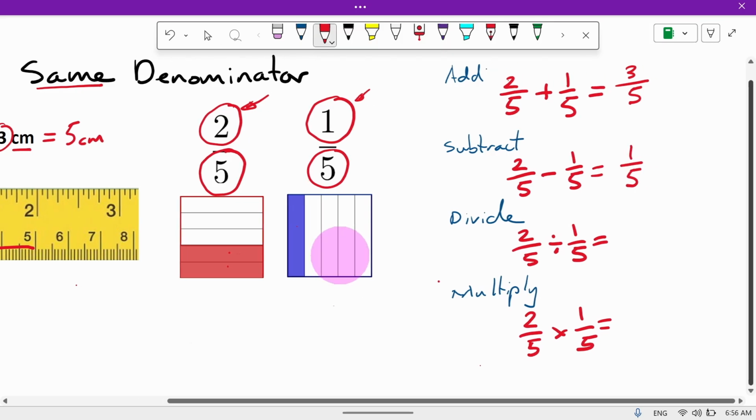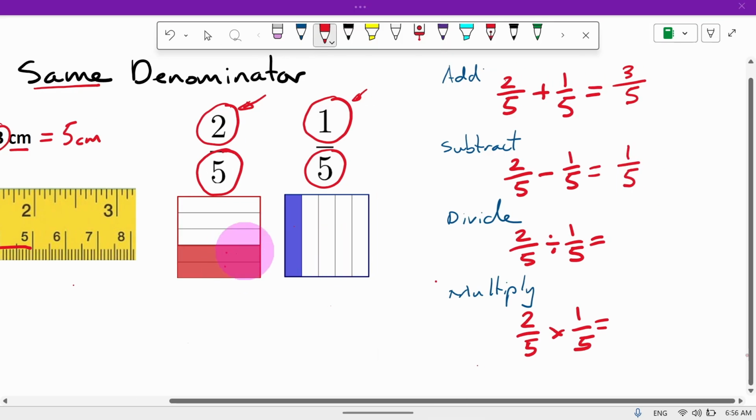Now for division, we've got 2/5. How many times does 1/5 go into 2? Because the denominator is the same, we only consider the numerators. So it is 2 divided by 1, which equals 2.